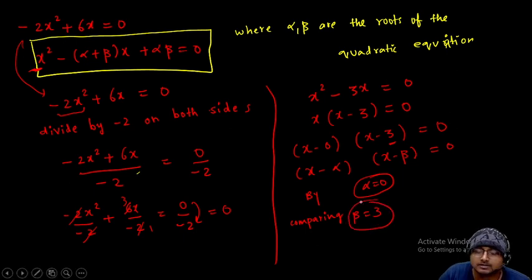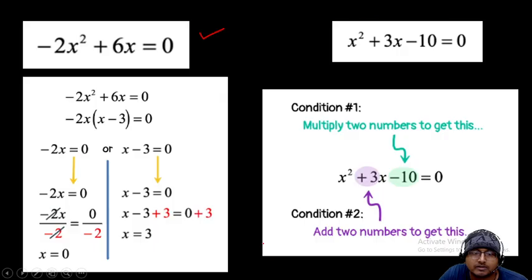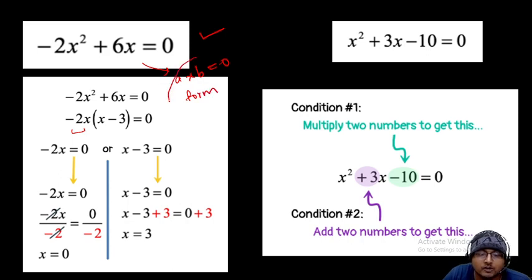So hence 0 and 3 are the roots of the equation. See here, he took x common. So it is nothing but you have to bring it into the a into b equal to 0 form.